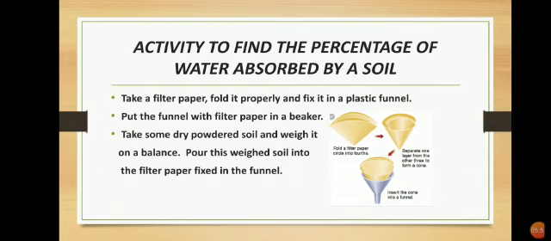Next, take some dry powdered soil, dry soil, and weigh it on a common balance. It will give you the mass of soil taken. Then you take that soil into the filter paper. That means where the filter paper is fitted into the funnel, pour that soil onto the filter paper. That means keep the soil onto the filter paper.